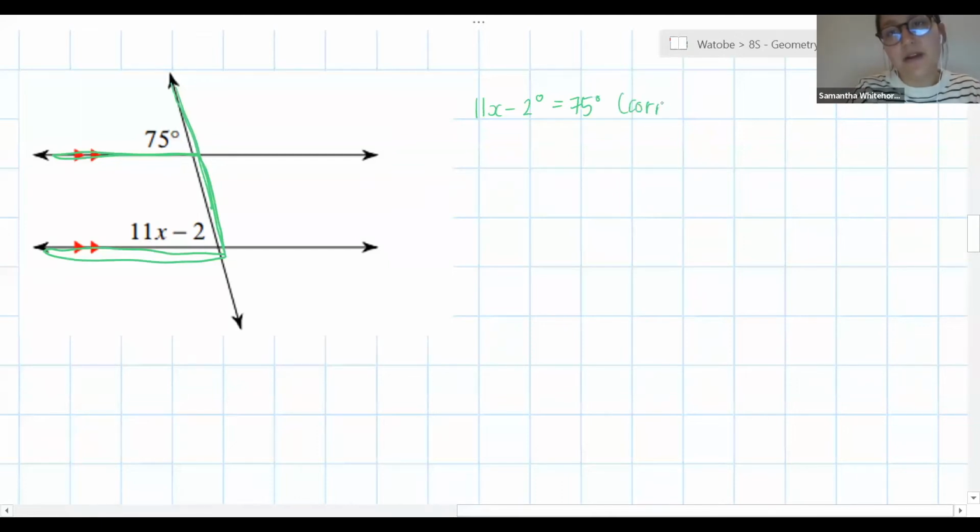Guys, remember, whenever we do corresponding, alternate or co-interior angles, we always have to state the parallel lines, but you can see here there are no labels.